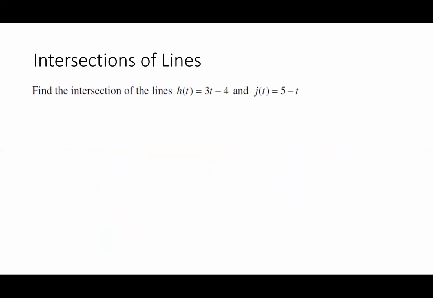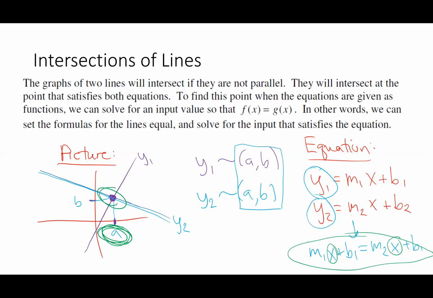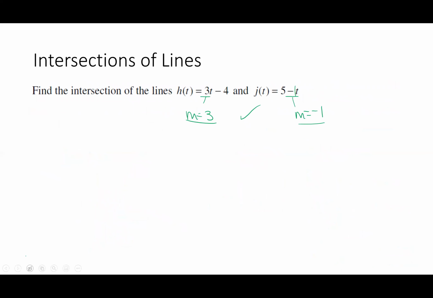Go ahead and pause the video and find the intersection of these lines. First, I would take a second to discern whether or not there's going to be an intersection point. In particular, what I'm asking is, are these lines parallel? Okay, so here our slope is 3. And here our slope is -1. Since these slopes are not equal, then we know that they are going to intersect. So now we can find out where that is. As we saw before, what I get to do is set these equations equal to each other. So let's do exactly that.